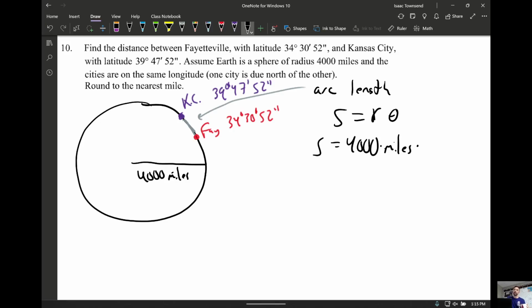And then theta represents the central angle. So basically, how much does this angle have to open up between Fayetteville and Kansas City? Well, let me simplify these angles. I'm going to just make up some numbers. If Fayetteville was at 35 degrees and Kansas was at 40 degrees, how big would this angle be?